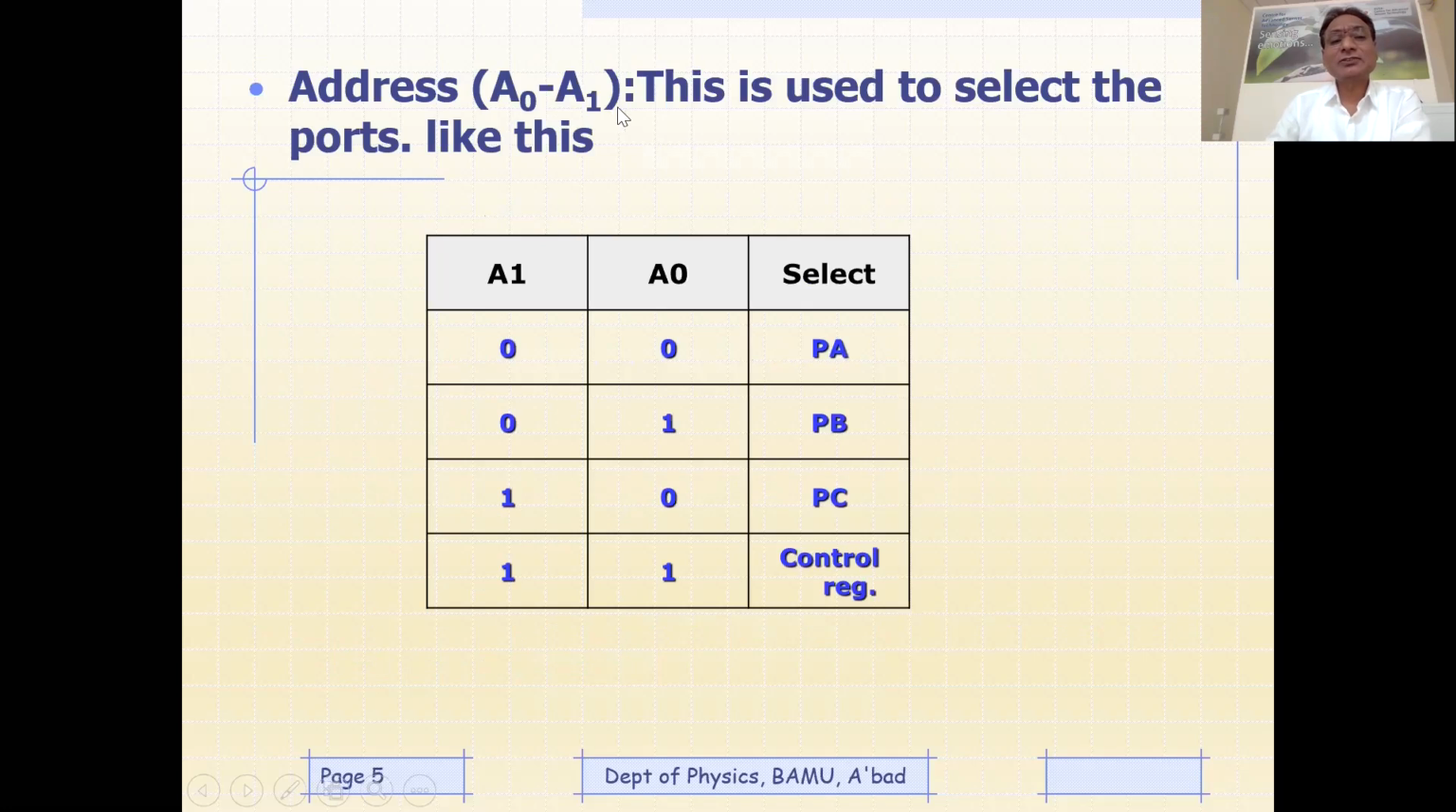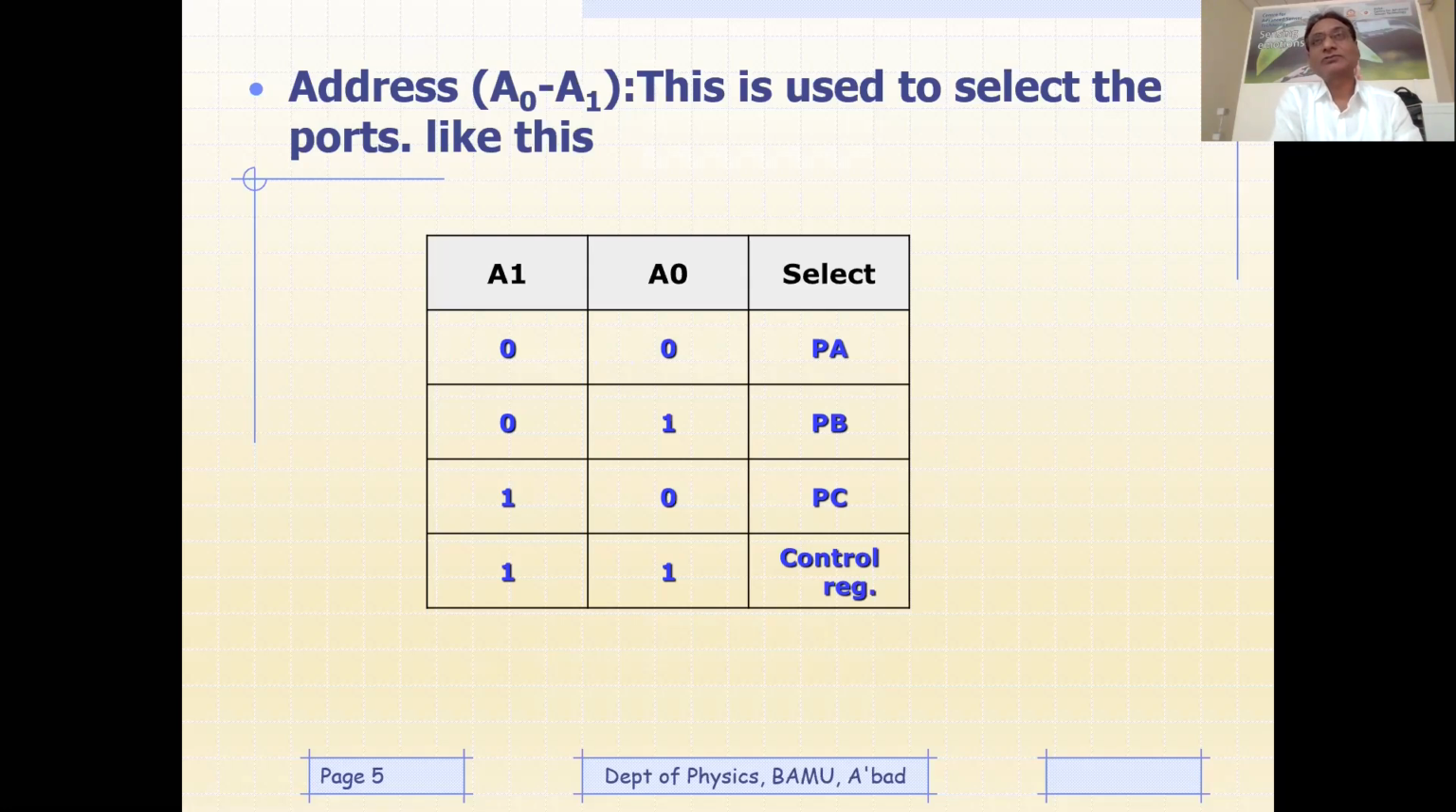Similarly, addresses A1 and A0, as I told you earlier, A1 being the MSB and A0 being the LSB. 00 means you select port A, 01 port B, 10 port C, and 11 the control word register. Now, what is the control word register? Whenever you select port A, and if you want to use port A as an input port, accordingly you need to write a control word in the control word register, because this can be programmed. We call it a programmable peripheral interface. This is how we can program.